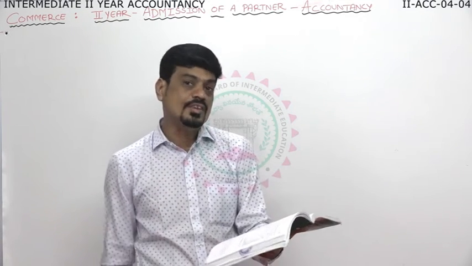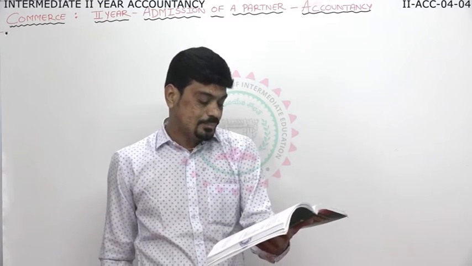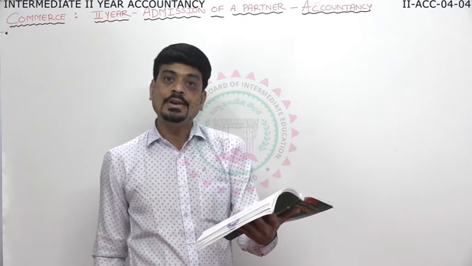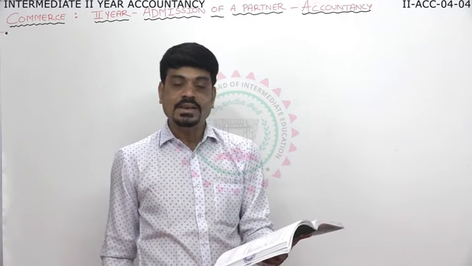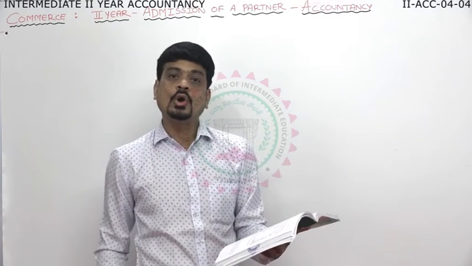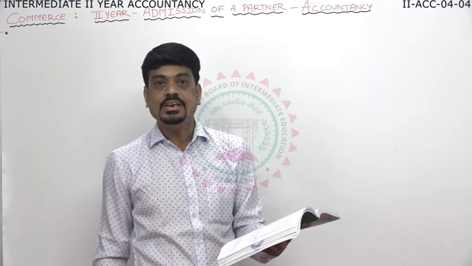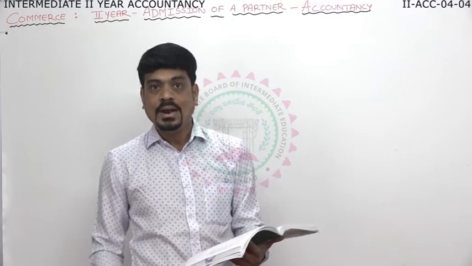So we'll go and mark the adjustment on stock and furniture. Like that, appreciate the value of building. We'll mark on building and provide for bad debts at 5% on debtors. These are the simple and common adjustments which we see usually in the admission of a partner.